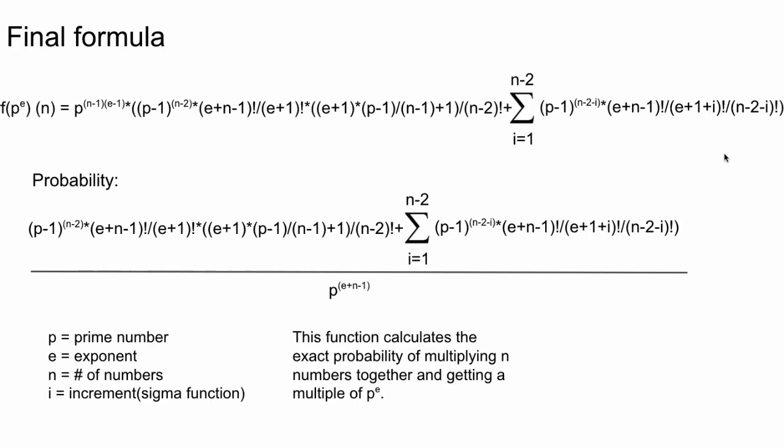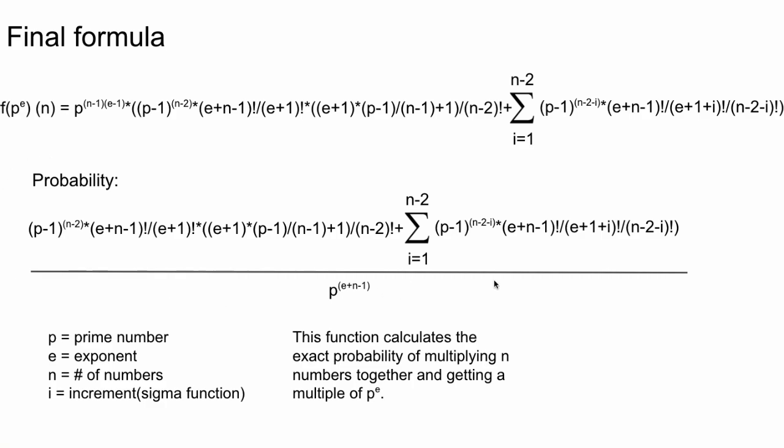And finally, we get to the end. This is what we've been working towards all this time. You can see here where I combined the two parts of the formula we created, and where I added the p to the n minus 1 times e minus 1, which represents the prime power that we always multiply everything by at the end. Right here, I put the formula for probability.